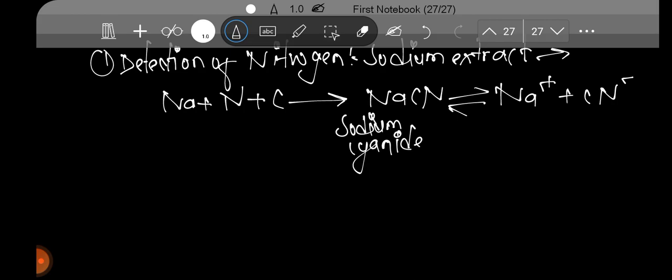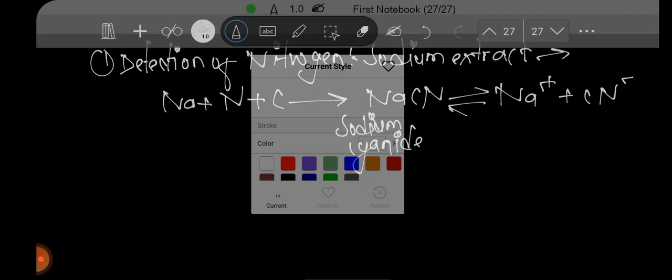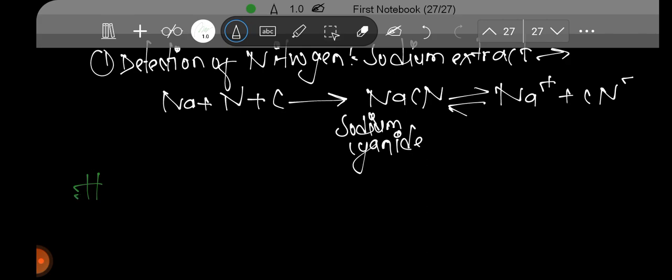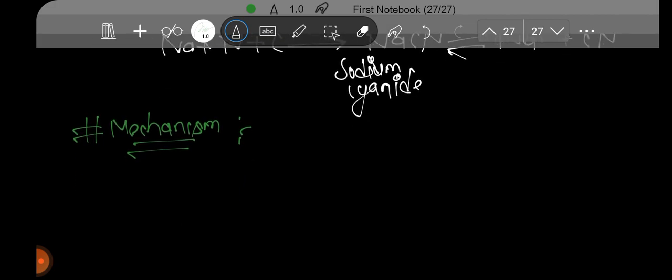Now let's understand the mechanism first. What is the mechanism of this reaction which we are going to do? The mechanism of this reaction is simple. Suppose we have a test tube. In the test tube we have NaOH. NaOH is mixed with FeSO4.